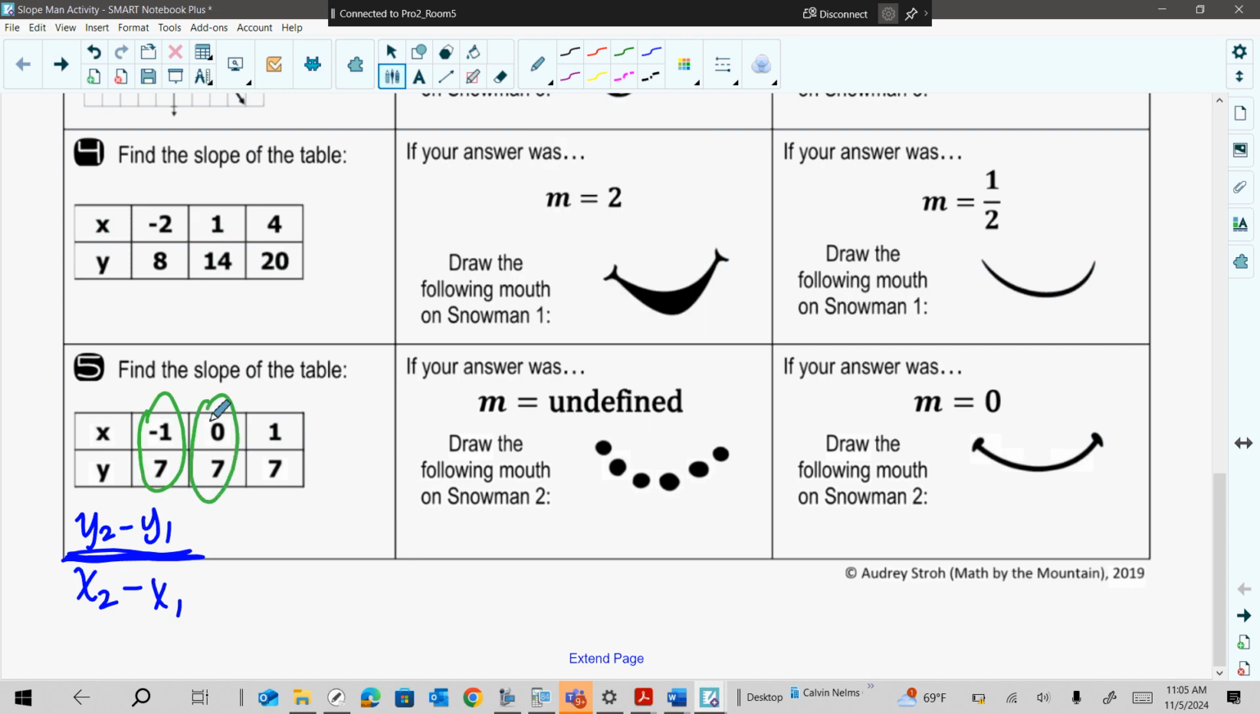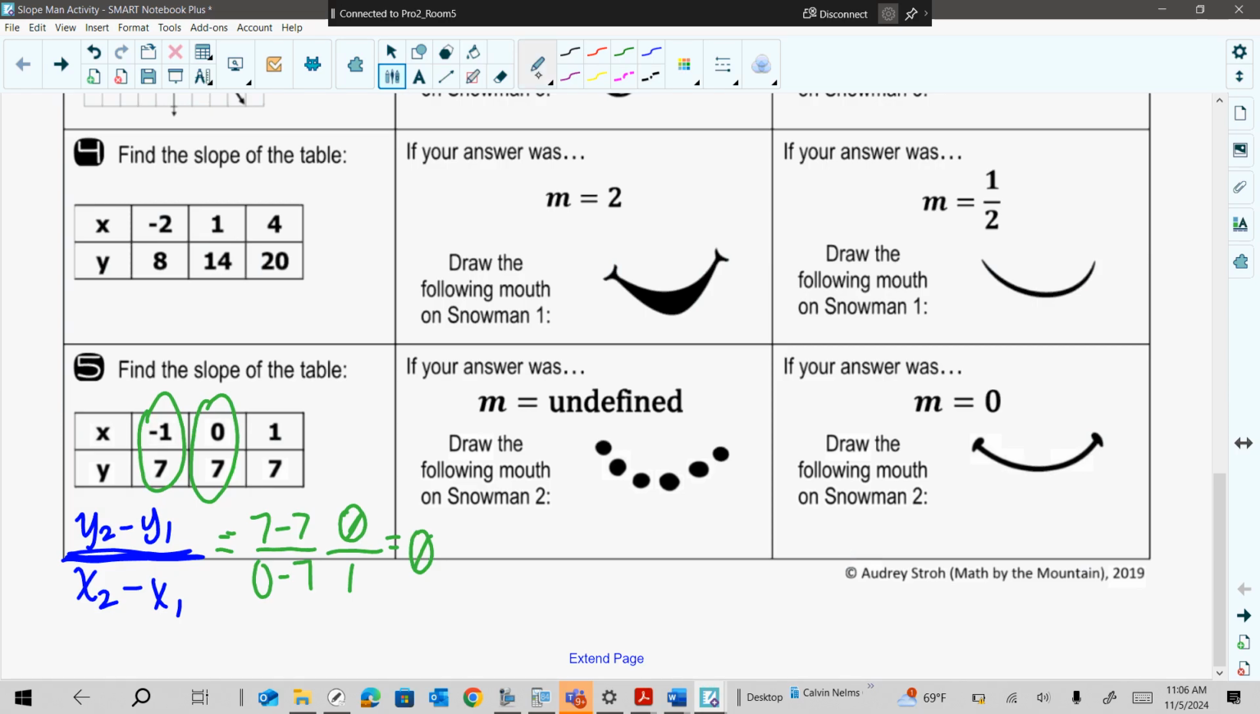Okay, that's 1. I need another one. Okay, 0, 7. Because I'm doing these 2 points, remember the y's have to go on the top. This is the first y, this is the second y. So this is saying 7 minus 7 over 0 minus negative 1. Well, 7 minus 7 is 0. Remember, we just talked about this. 0 can be on top. 0 over 1 is just going to be 0. If 0 is on top, it's just 0.